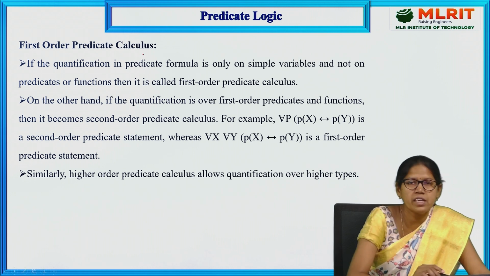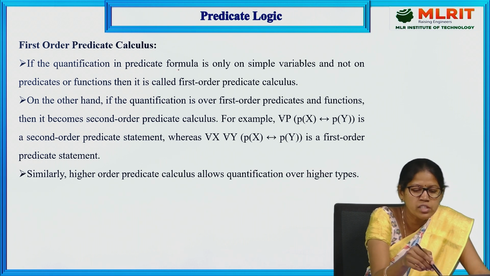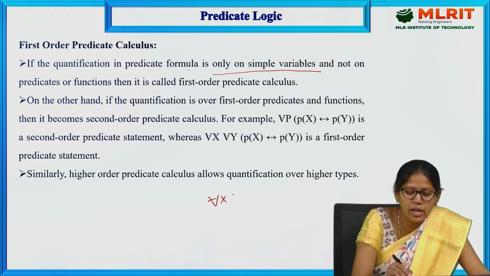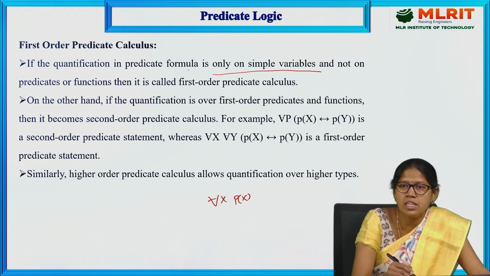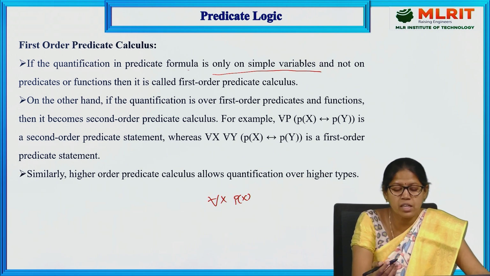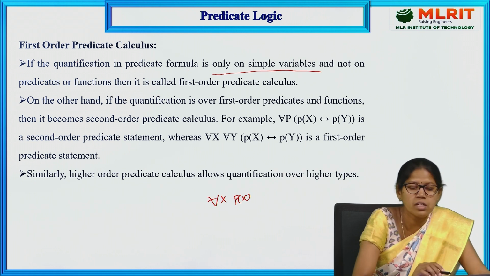First order predicate calculus. What is meant by first order predicate calculus? If the quantification in a predicate formula is only on simple variables, for example for all X, P of X, then it is simple first order predicate logic. When the quantifiers are applied to simple variables, it is called first order predicate calculus. When we apply the quantifiers on the functions, it is called second order predicate calculus or logic. We will see that in the next classes. In this session, we will see first order predicate logic.